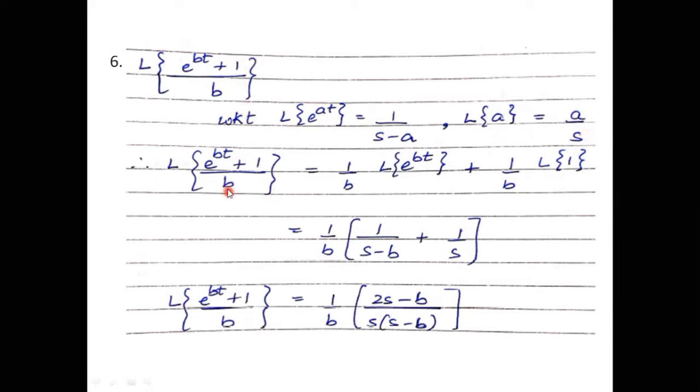See, I have taken this b outside the Laplace transform, so this is the constant. And I have used the property of linearity and split these terms: L of e power bt plus L of 1. So in both the terms, 1 by b is common, and I have taken that outside. L of e power bt is 1 by s minus b, plus the Laplace transform of 1 is 1 by s. So I have taken LCM in the next step. So it is s plus s minus b, that is 2s minus b, by s into s minus b. So this is the final answer.